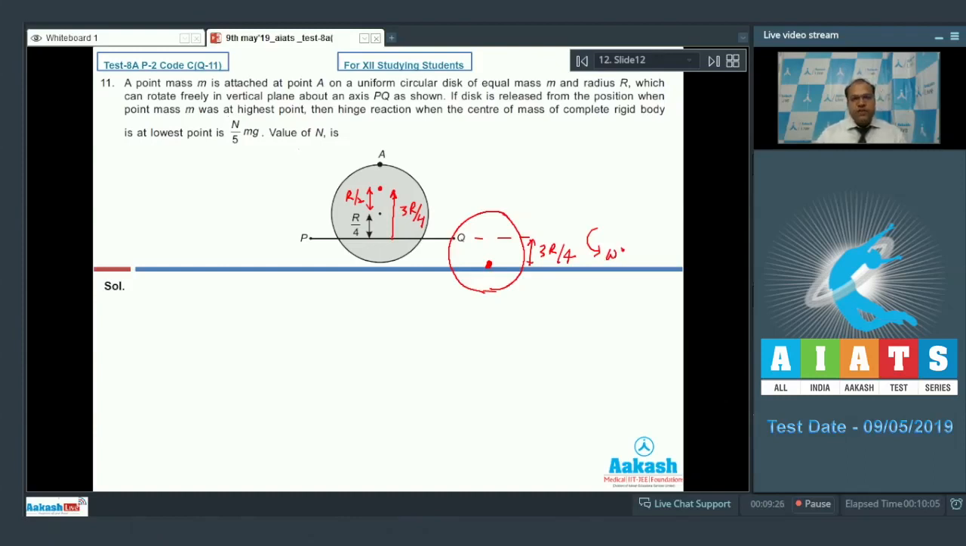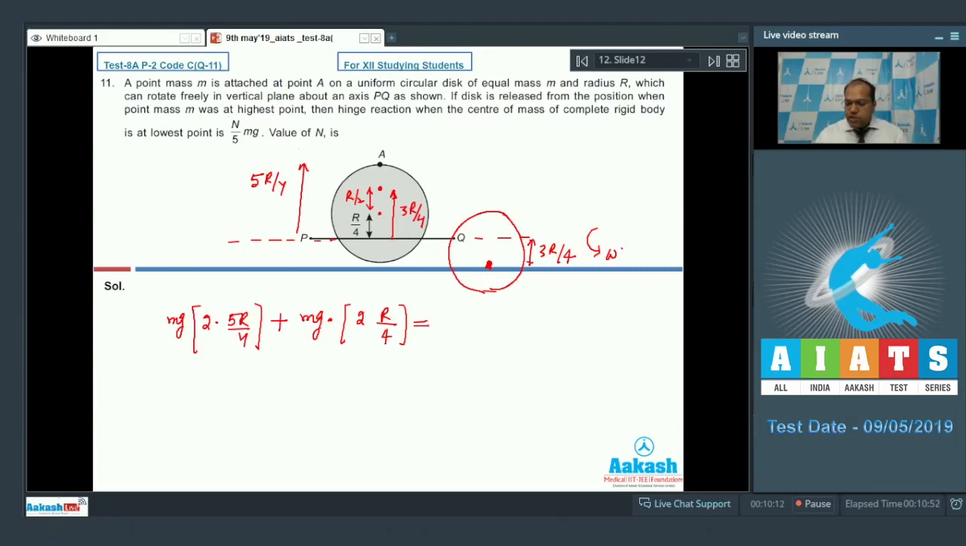So we can apply the principle of conservation of mechanical energy, that is, the loss in potential energy is equal to the gain in kinetic energy. So the loss in potential energy can be written as mg into 2 times, if I consider this as my gravitational potential 0 reference, then this separation would be r plus r by 4, that is 5r by 4. So 2 times 5r by 4, plus, if I write for this mass m, mg into 2 times r by 4. So that is the loss in gravitational potential energy, which is equal to the gain in kinetic energy.